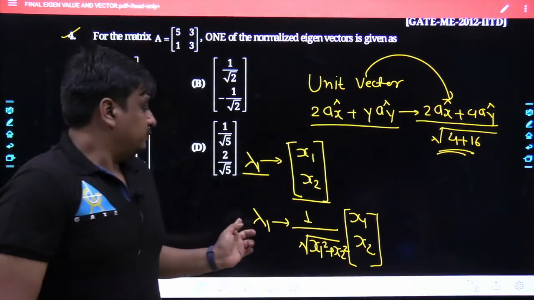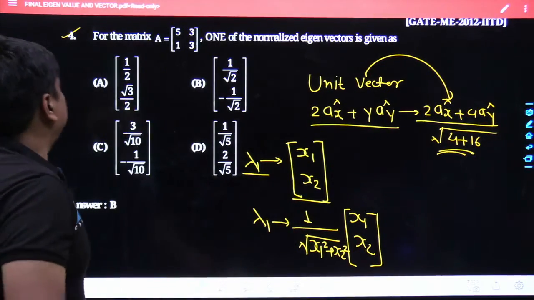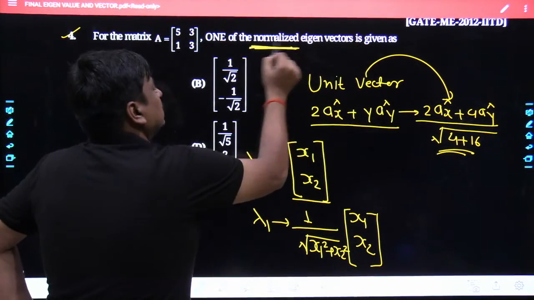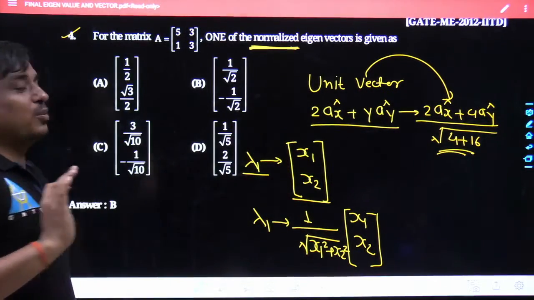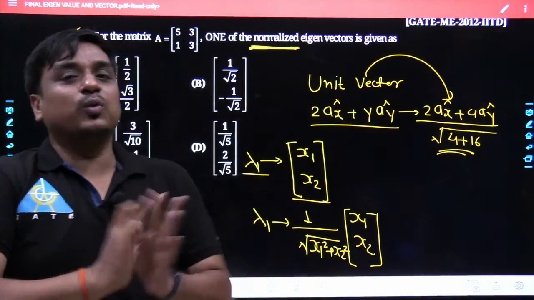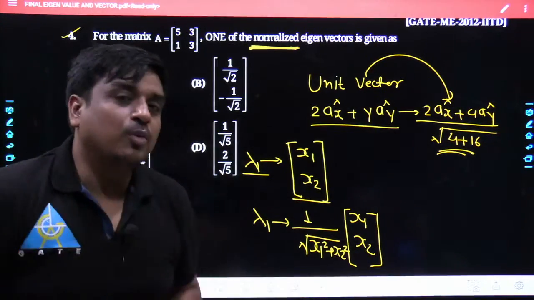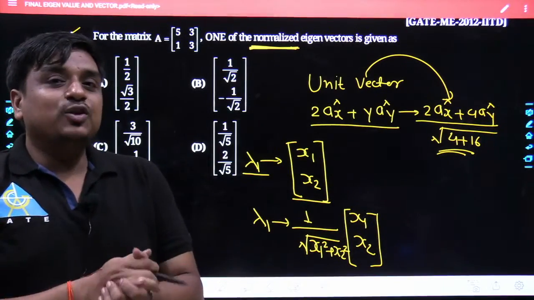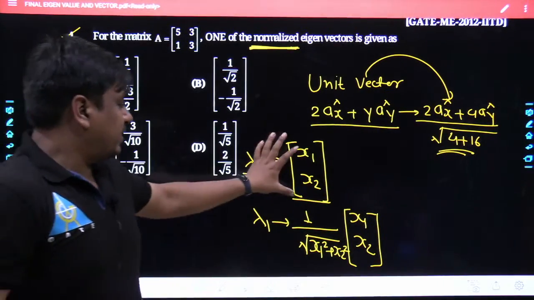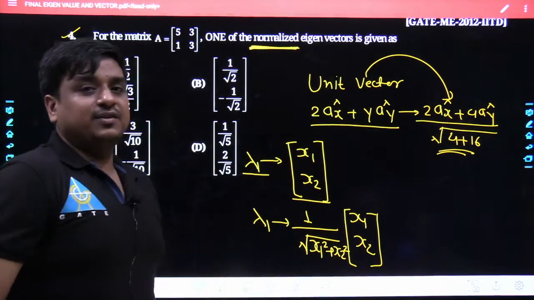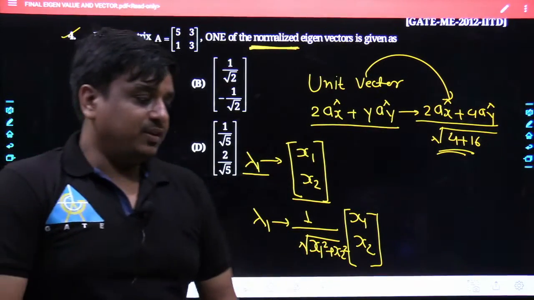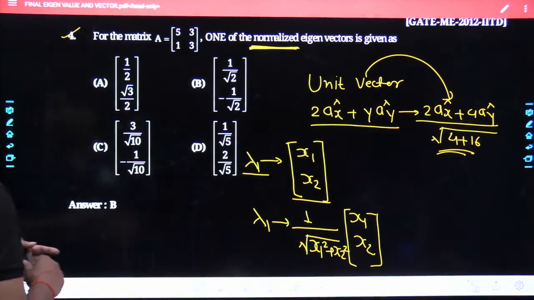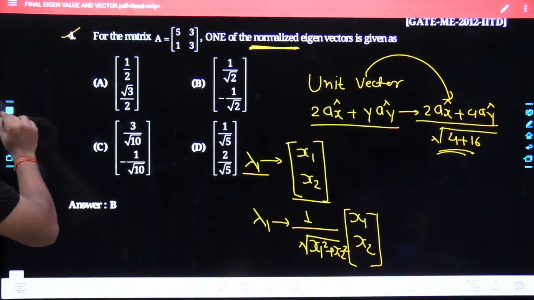Is that part clear? I know this word would be a problem for most of us, but you need not worry about it. Just go through the common process, get the lambda. With respect to the lambda, get the eigenvector, and whatever eigenvector you get, just divide it by its magnitude. So the fourth problem is also done. You can do it on your own.